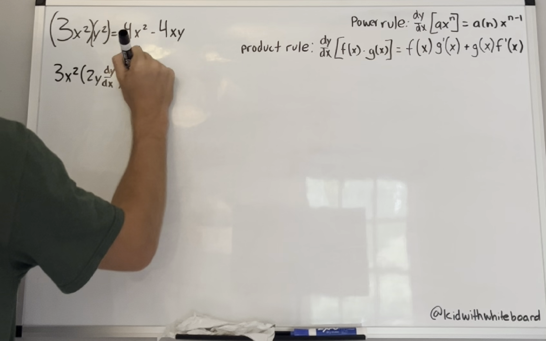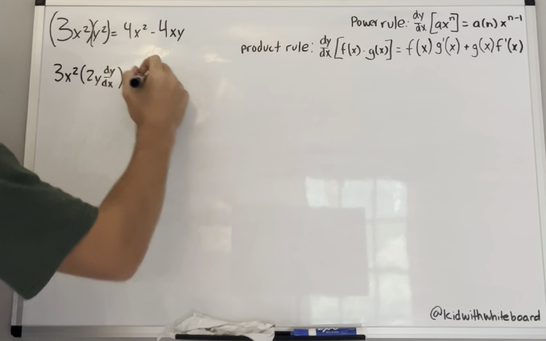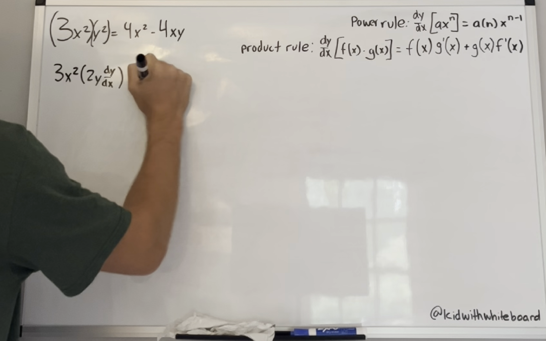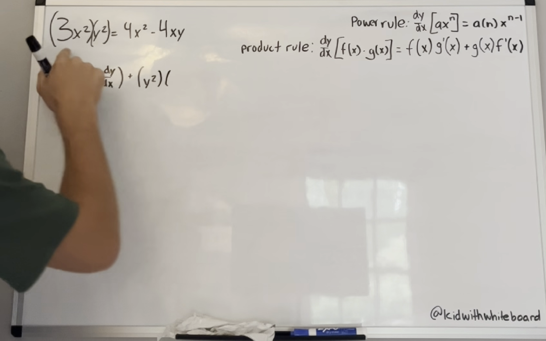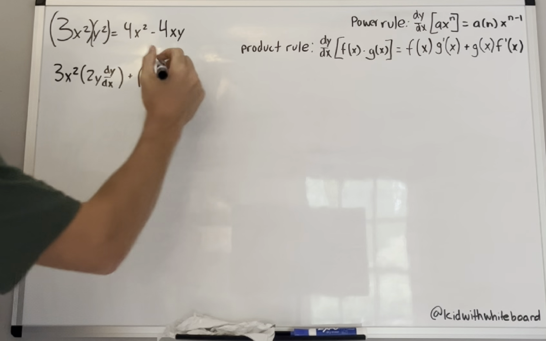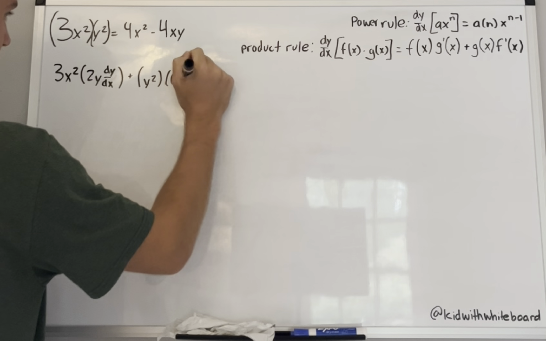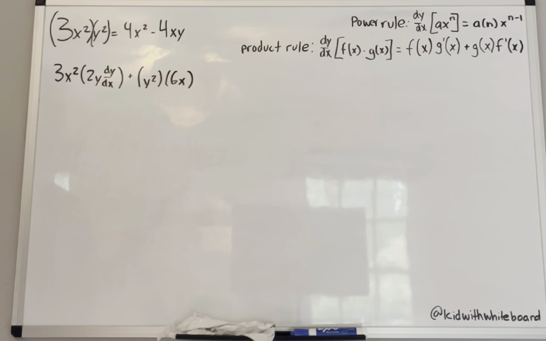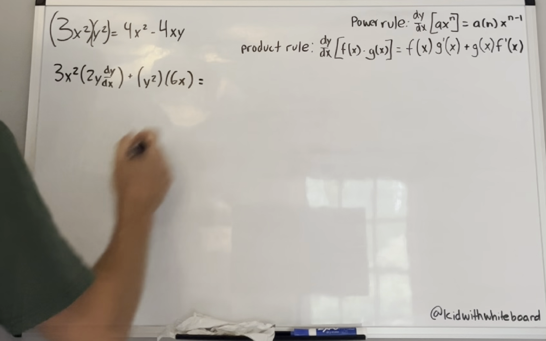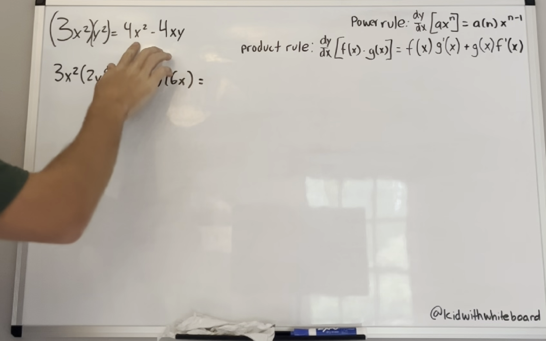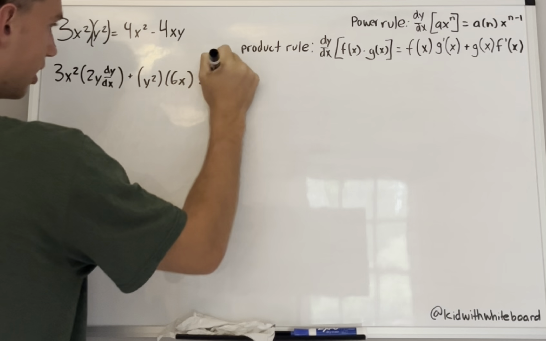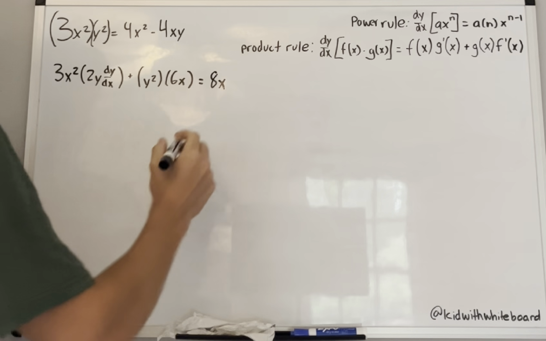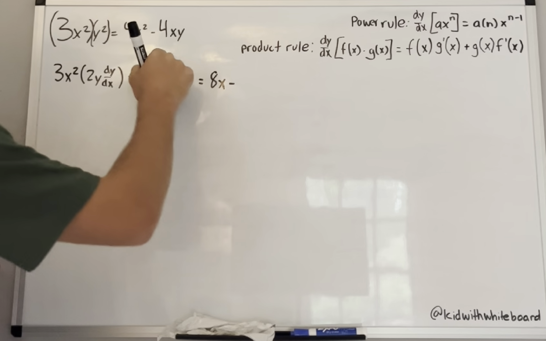Multiply those and then add it to the other side, which will be y squared times the derivative of 3x squared, which is same thing, power rule says it'll just be 6x. So that's the derivative of that side, and then you got to find the derivative of this side. So this rule, you just find each derivative, subtract them. So this will be 8x using the power rule, and then here we're going to use the product rule again.